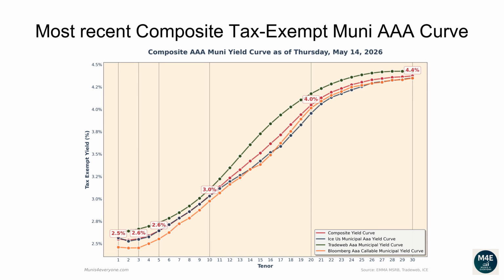The one-year composite tax-exempt yield is 2.55%. The two-year yield is 2.54%. The three-year yield is 2.55%. The 5-year yield is 2.64%. The 10-year yield is 3.04%. The 20-year yield is 4.05%. The 30-year yield is 4.37%.